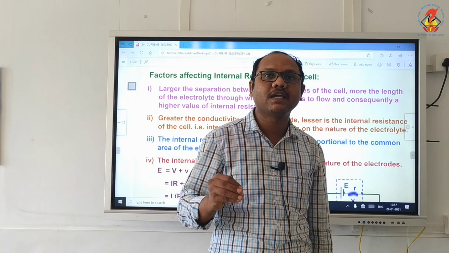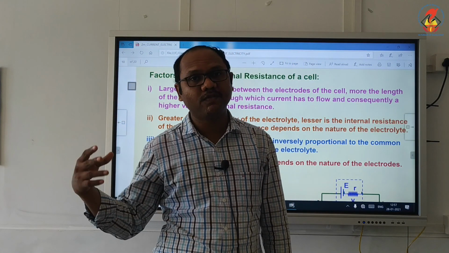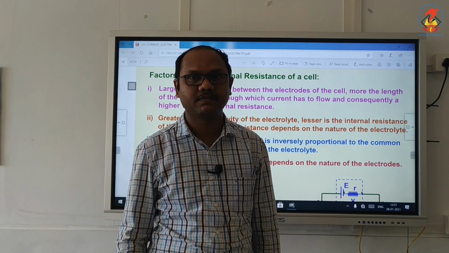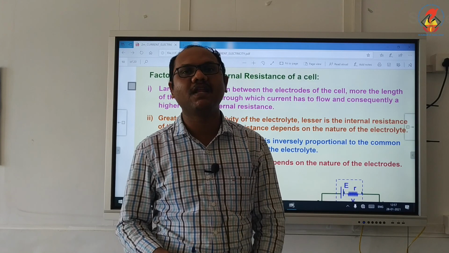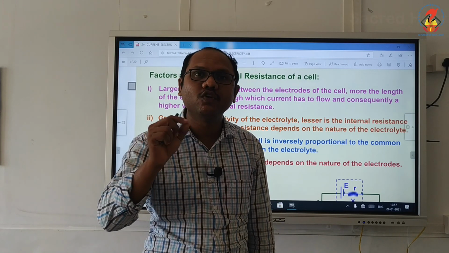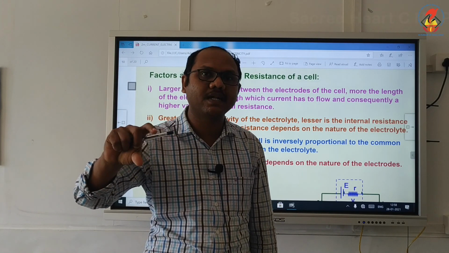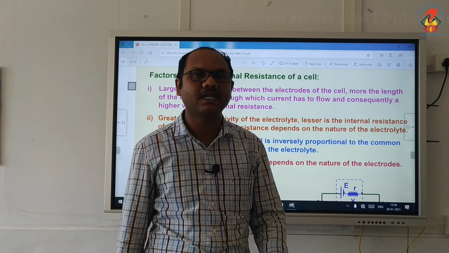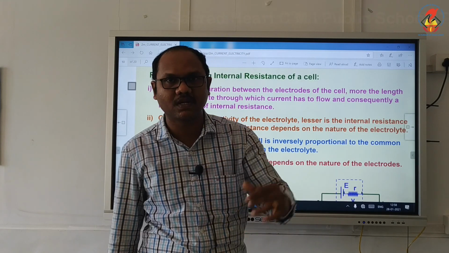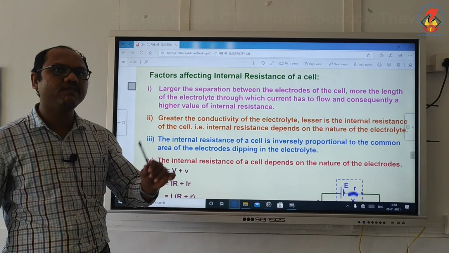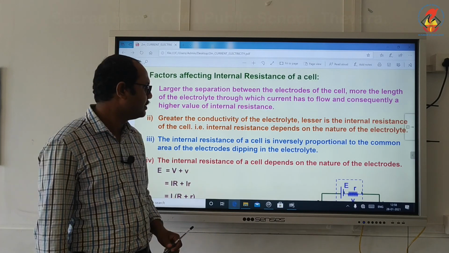That is why it is difficult to start vehicles in cold times, because the battery will have high internal resistance. So, you will not get the required amount of current to start a vehicle. So, starting of a vehicle becomes difficult in cold climate because of high internal resistance.